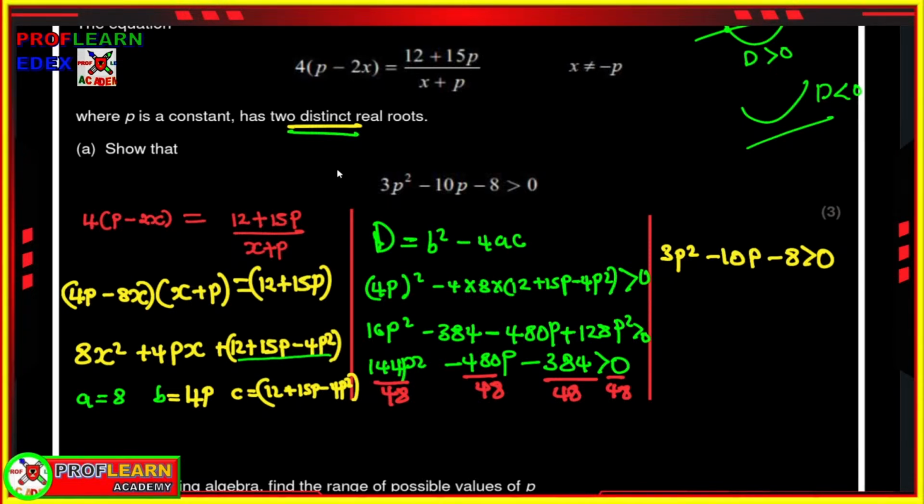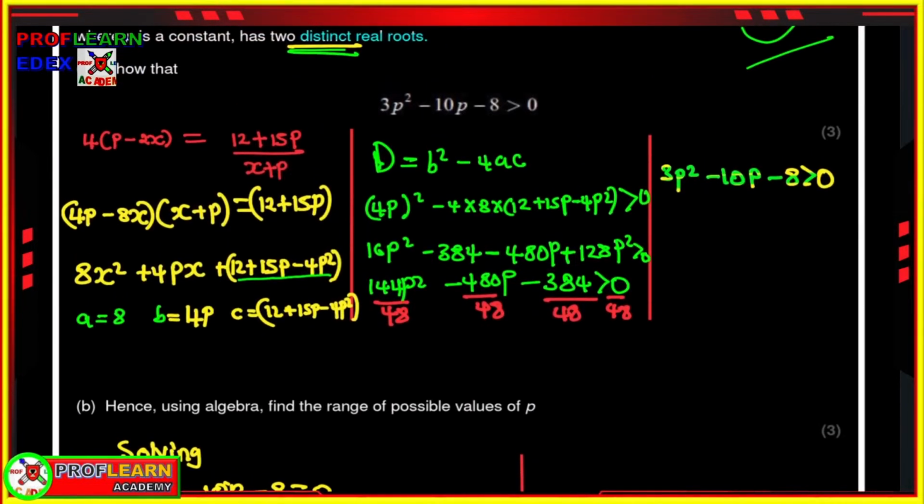Because it has two distinct roots, we are going to say the discriminant is greater than 0. So remember, the discriminant is obtained by b squared minus 4ac. Our b is 4p, so we shall substitute, and once we work it out, we're going to get our equation like that.